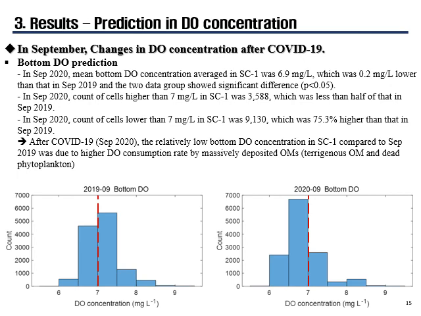It means that after COVID-19, the relatively low bottom DO concentration in SC1 compared to September 2019 was due to higher DO consumption rate by massively deposited organic matters, such as heterogeneous organic matter and dead phytoplankton.